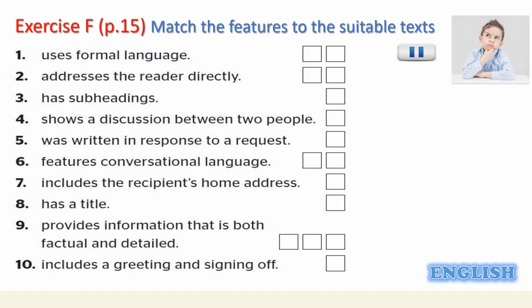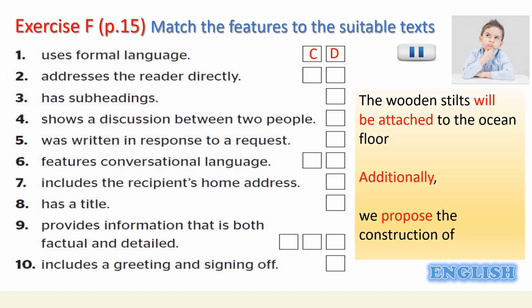Now let's correct. Number 1, uses formal language. The writer used formal language in 2 texts. They are text C and text D. Very good. You have the passive voice, will be attached. Formal linkers, additionally, and advanced vocab, propose.